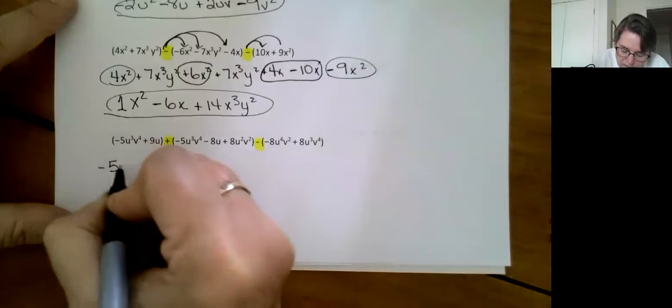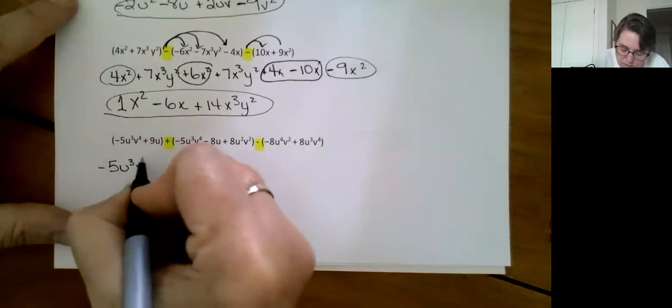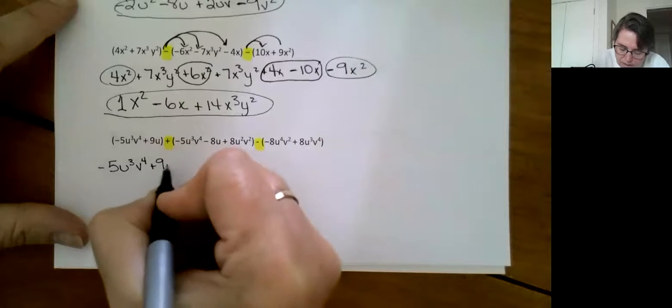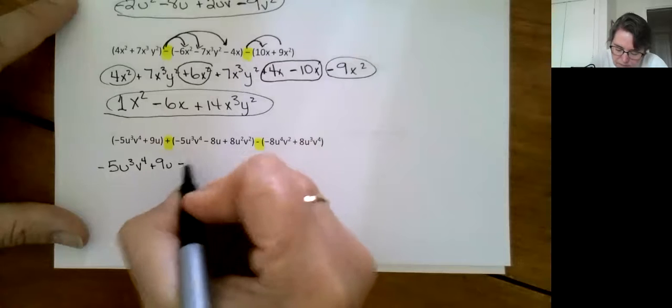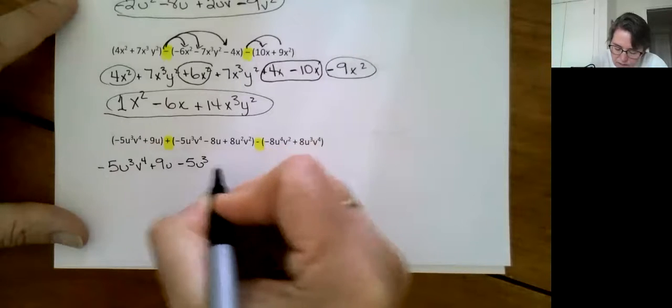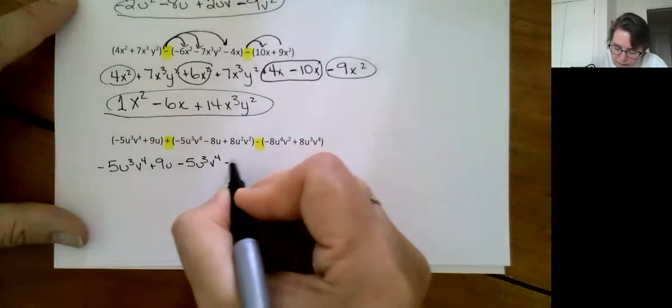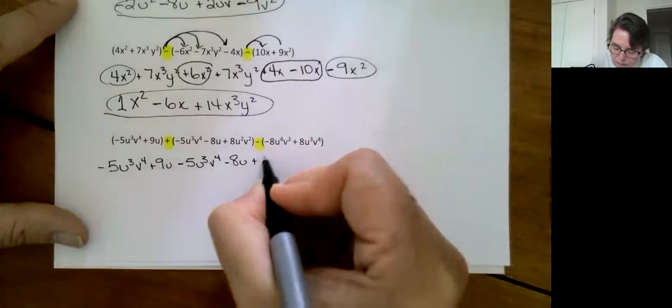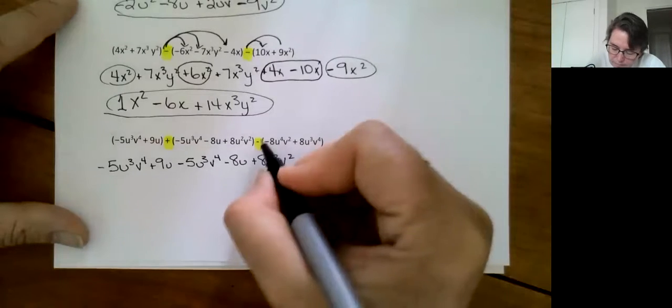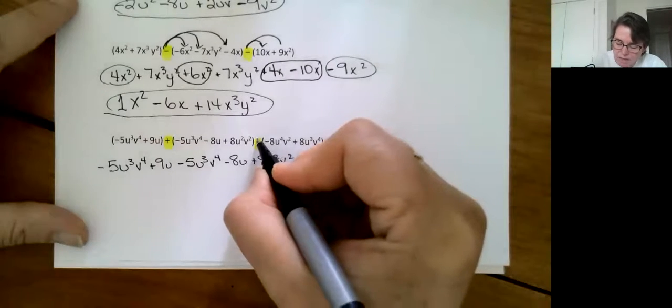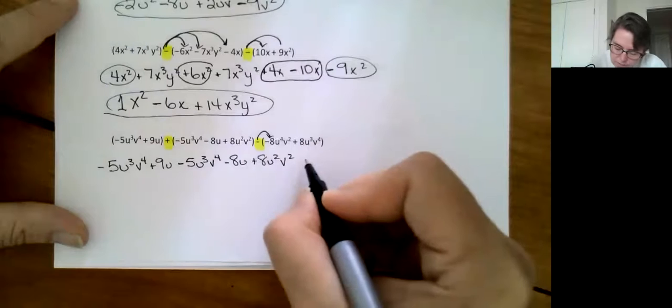Minus 5u cubed v to the fourth plus 9u. Now this is a plus, so I can just copy this one down. Minus 5u cubed v to the fourth minus 8u plus 8u squared v squared. This one, the subtract, so I need to distribute.